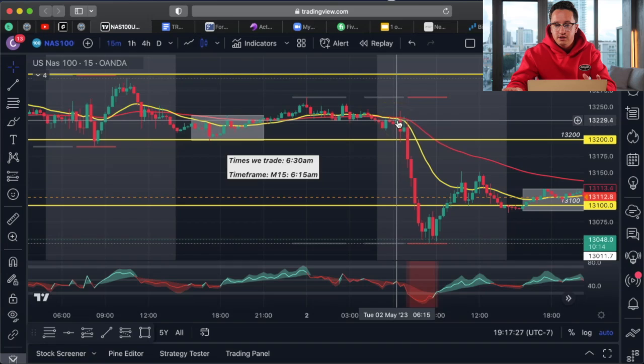So it's very important to figure out what bias you're going with, but also you want to be entering on a candle that's in confluence. Confluence just means together. You want that candle to be in confluence with that bias that you have, because that's going to give you a very solid bias.